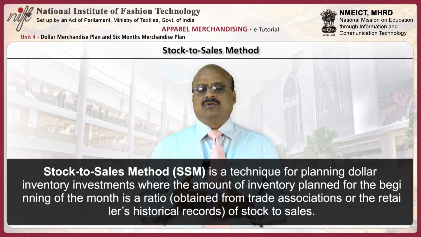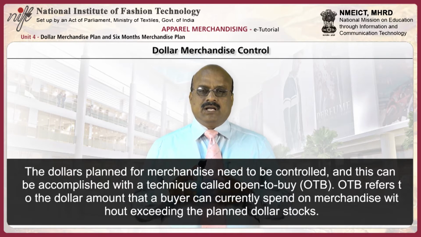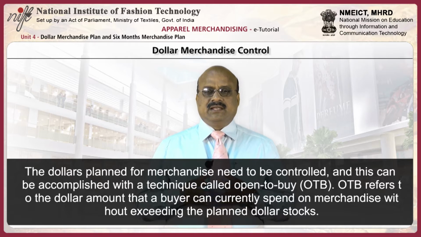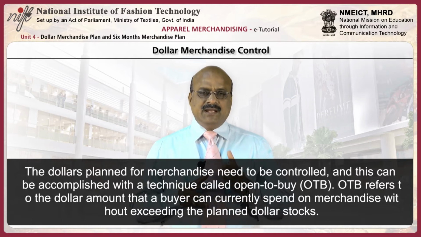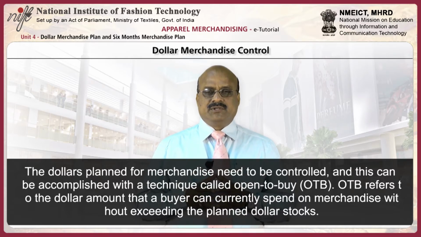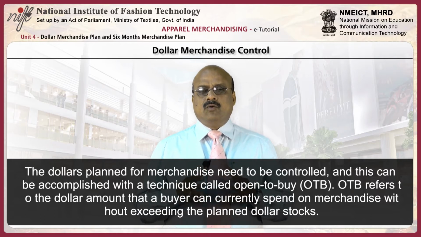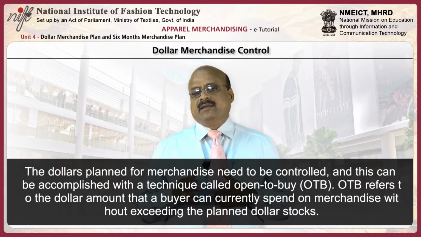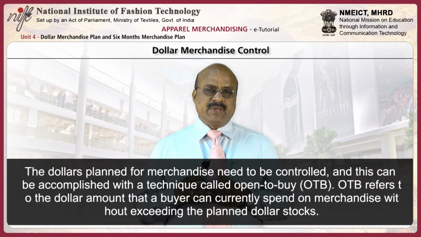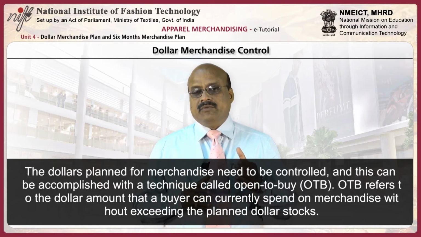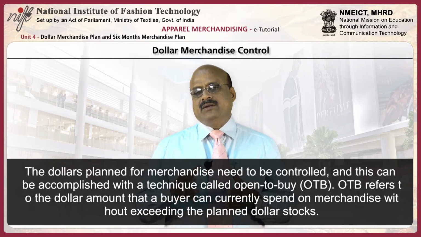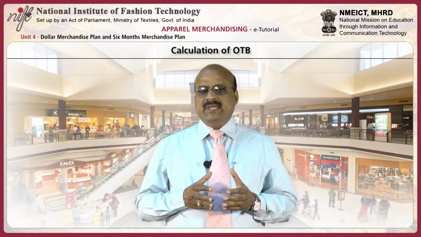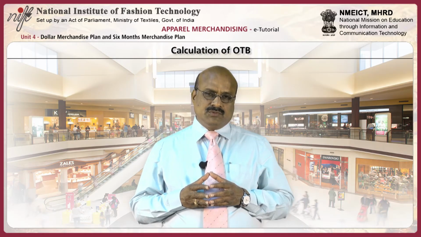The dollars planned for merchandise need to be controlled, and this can be accomplished with a technique called open to buy, or simply OTB. OTB refers to the dollar amount that a buyer can currently spend on merchandise without exceeding the planned dollar stocks. OTB is calculated as follows.